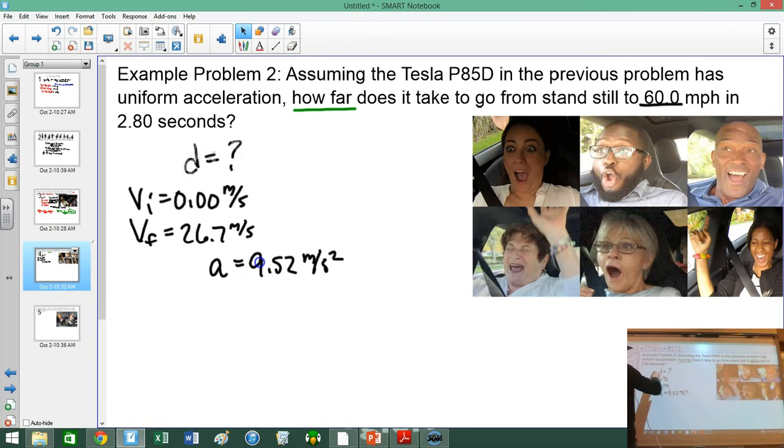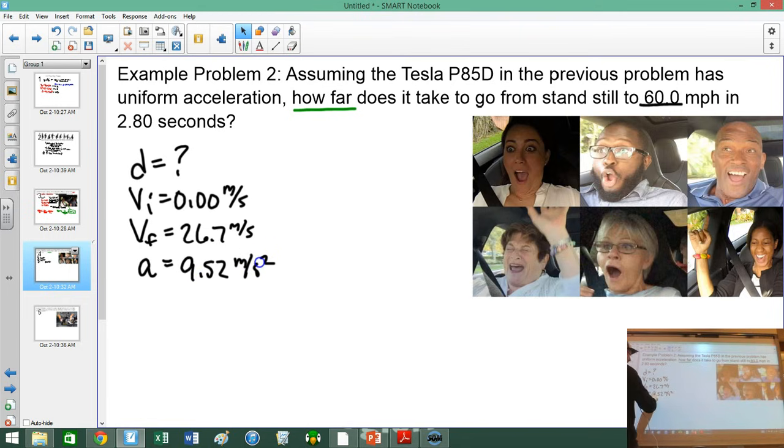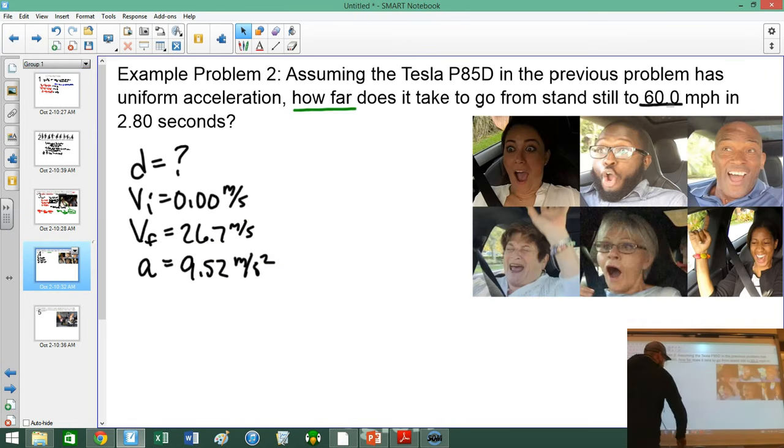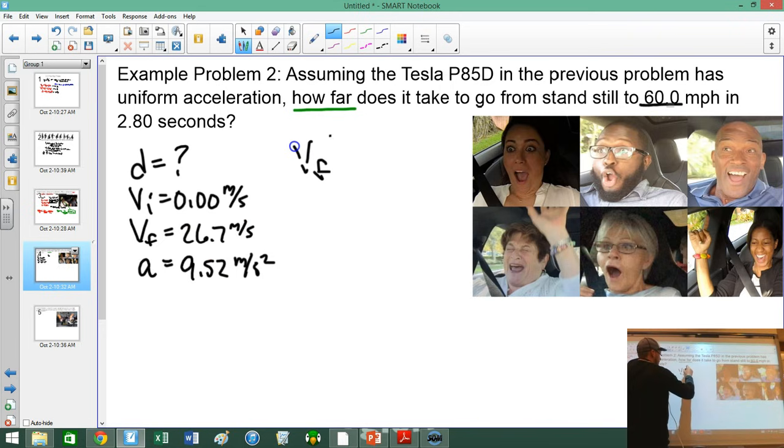Notice all of my numbers are in meters, seconds, and meters per second. Everything has to be aligned. So that means my displacement is going to be in meters. I'm going to see if I can find an equation that has VI, VF, A, and D in it. So here, the second one: VI, VF, A, and D. There's no time, so I'm forced to use this second equation: VF squared equals VI squared plus 2AD.